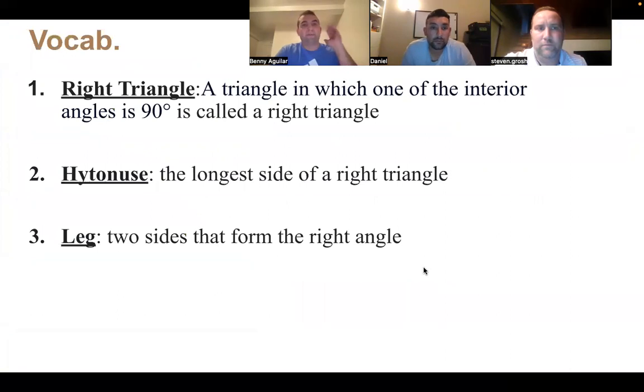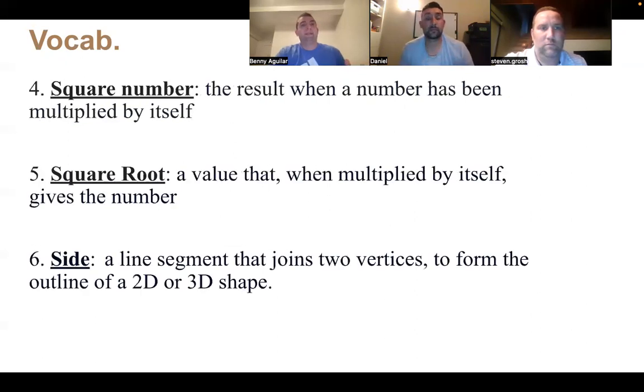So our first vocab, let's go number 1. Daniel, go ahead and read it out loud. Number 1, right triangle. A triangle in which one of the interior angles is 90 degrees is called a right triangle. Steven? For number 2, we'll do hypotenuse, the longest side of a right triangle. Daniel again, leg. Leg, 2 sides that form the right angle. Thank you.